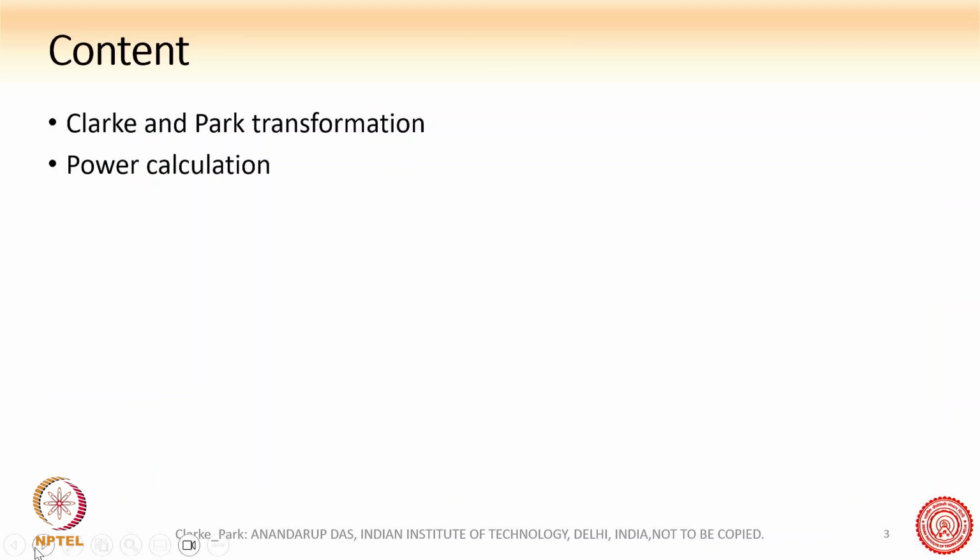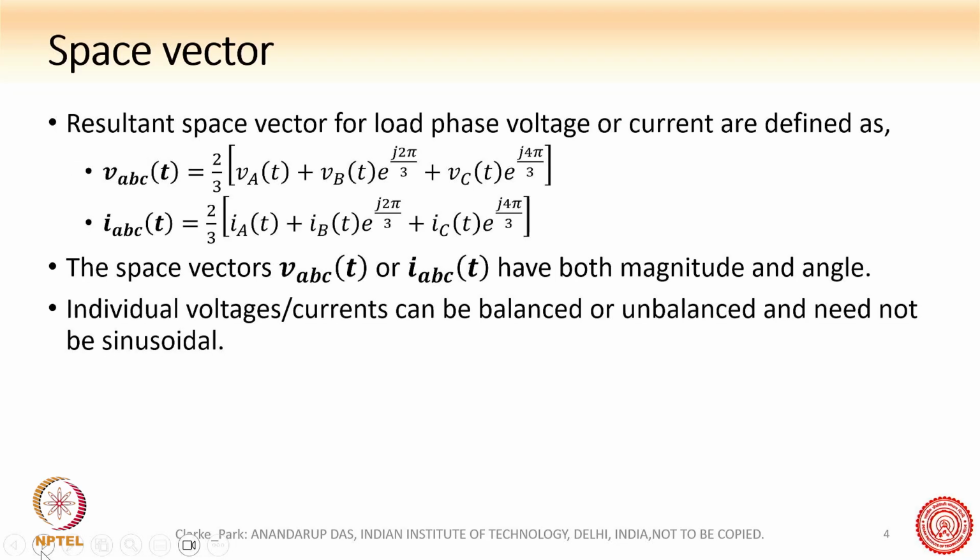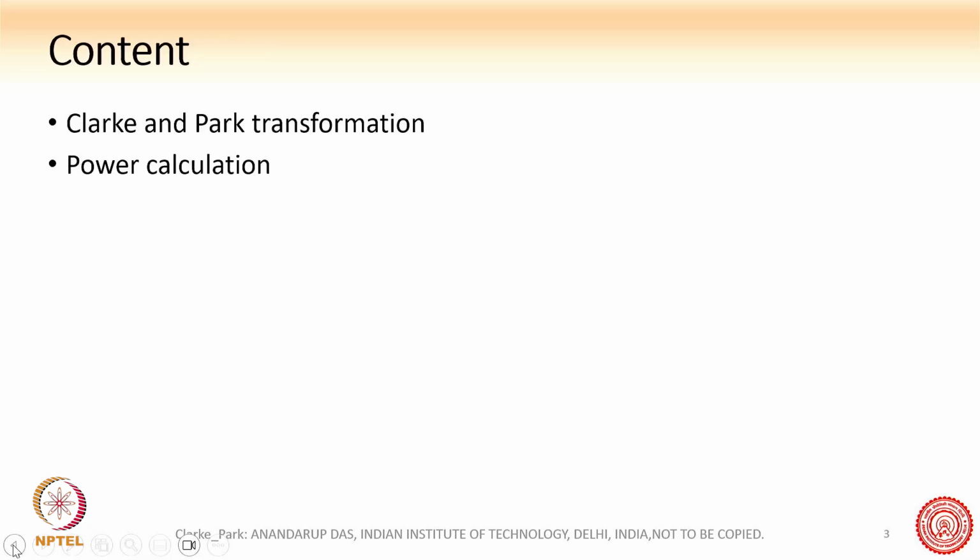Now this is the content: Clarke and Park transformation, and we will do the power calculation with the help of Clarke and Park matrices. Before I do this, let me summarize that we have talked about space vectors, and we understood that the three-phase quantities can be represented by a space vector, which can be described both at steady state as well as at transient conditions.